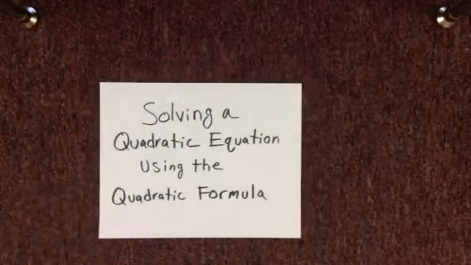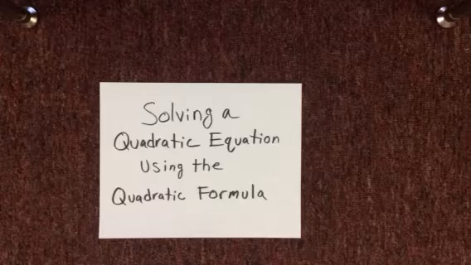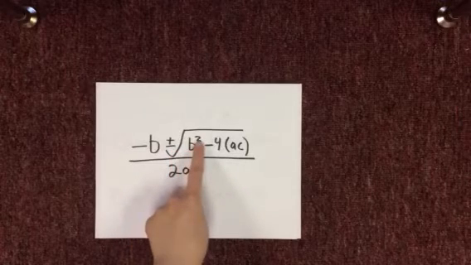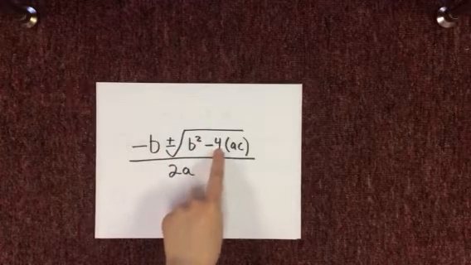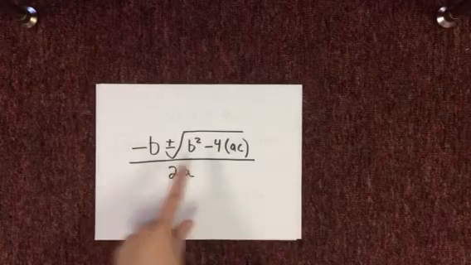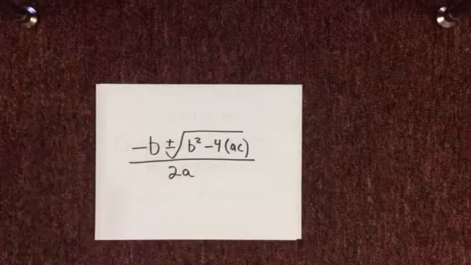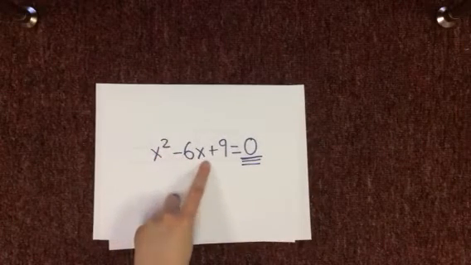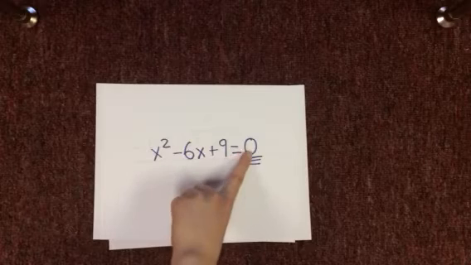Today, we're going to be solving a quadratic equation using the quadratic formula. The quadratic formula is negative b plus or minus the square root of b squared minus 4ac, divided by 2a. And the equation we're going to be using is x squared minus 6x plus 9 equals 0.